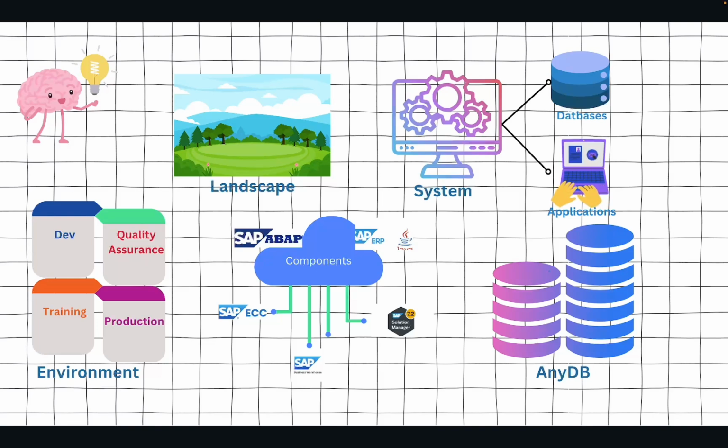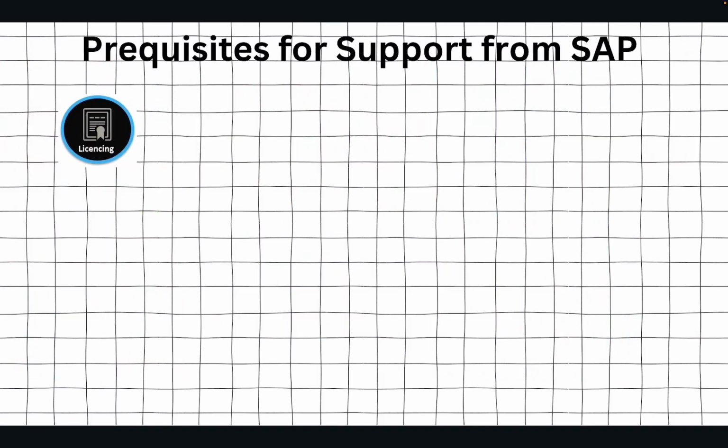AnyDB refers to any database which is chosen to run SAP, which is a non-HANA database. So what is HANA? HANA is basically SAP's own in-memory database, and if you choose not to use HANA, then you can use AnyDB. In AnyDB, there are certain databases like SQL, NoSQL, Oracle, etc. SAP allows you to use certain certified databases, which we will look at in the upcoming slides. First, let's look at some prerequisites which are required for you to have support from SAP.